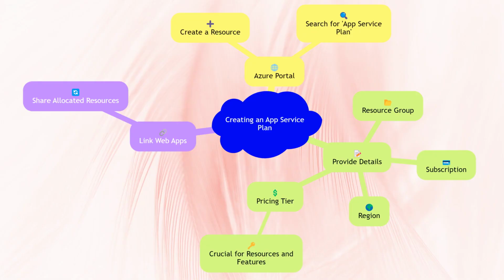To create an app service plan, navigate to the Azure portal, select Create a Resource, and search for App Service Plan. You'll need to provide details such as the subscription, resource group, name, region, and pricing tier. The pricing tier selection is crucial as it determines the resources and features available to your apps. Once created, you can link multiple web apps to the same app service plan, sharing the allocated resources.